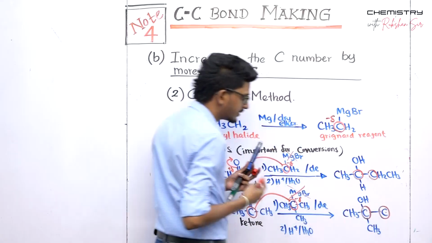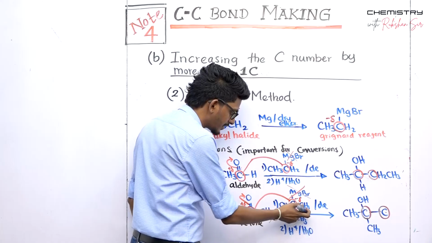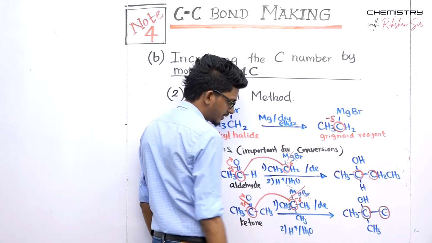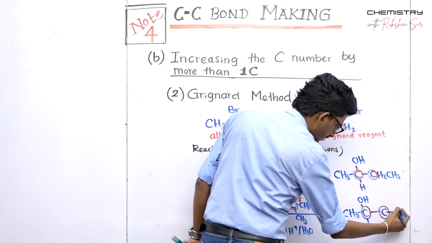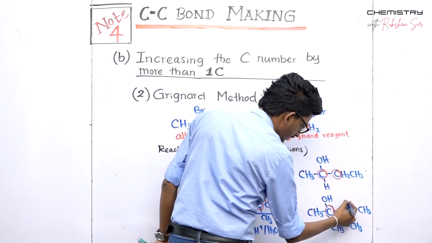This is the Grignard carbon. The Grignard carbon is with 3 R groups, 3 CH3 groups. See? These are 3 CH3 groups: CH3, CH3, CH3.